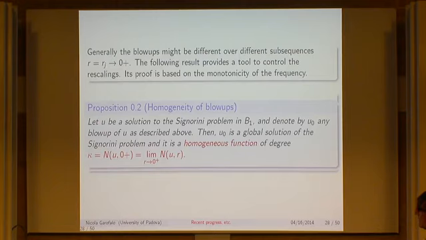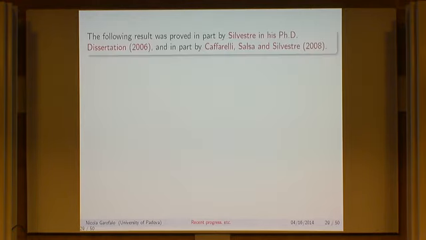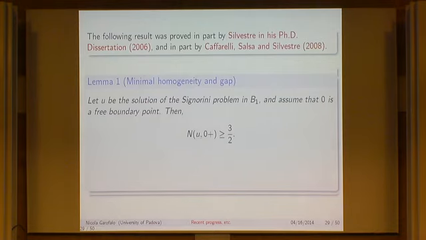It will be coming back over and over. The value of the frequency at 0 will be coming back over and over in the study of the Signorini problem. So this result was proved by Caffarelli, Salsa, and Silvestre. Suppose you have a solution to the Signorini problem in B1, assume that 0 is a free boundary point, then the frequency has to be bigger than or equal to 3/2. So you can't have frequency lower than 3/2. Moreover, either you have it at 3/2 precisely, or it has to be bigger than or equal to 2. So there is a gap.